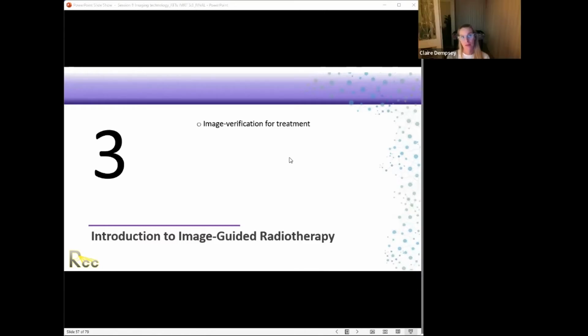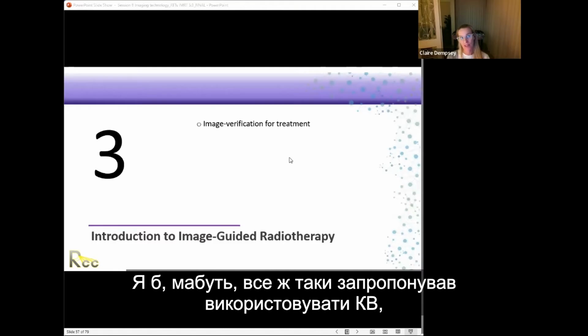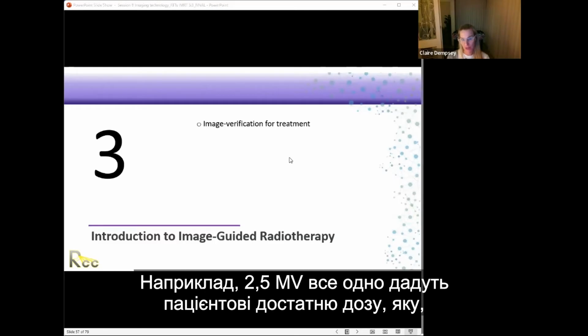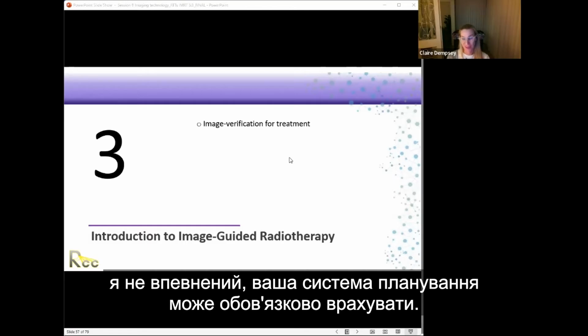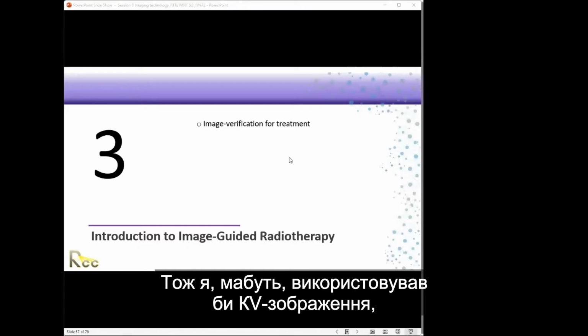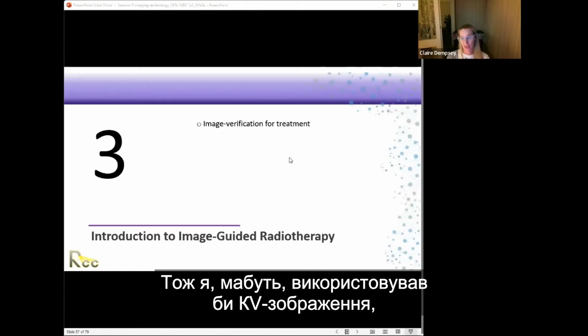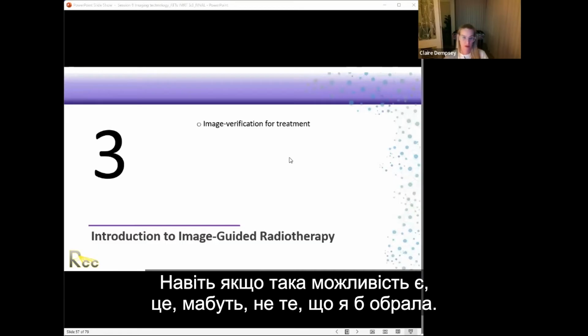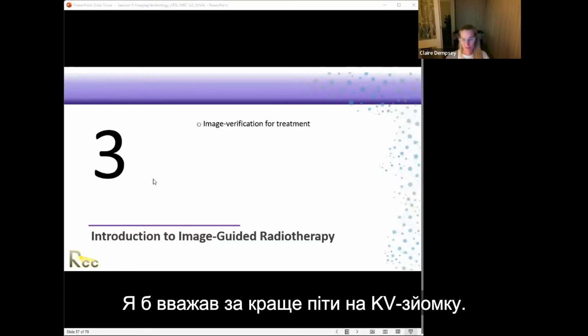Okay. I would probably still suggest using a kV rather than an MV for imaging. Like 2.5 MV is still going to give your patient a fair amount of dose that I'm not sure your planning system may necessarily account for. So I'd probably be using kV imaging rather than a 2.5 MV imager. Even if it's an option, it's probably not something that I would choose to do. I'd prefer to go with kV imaging.